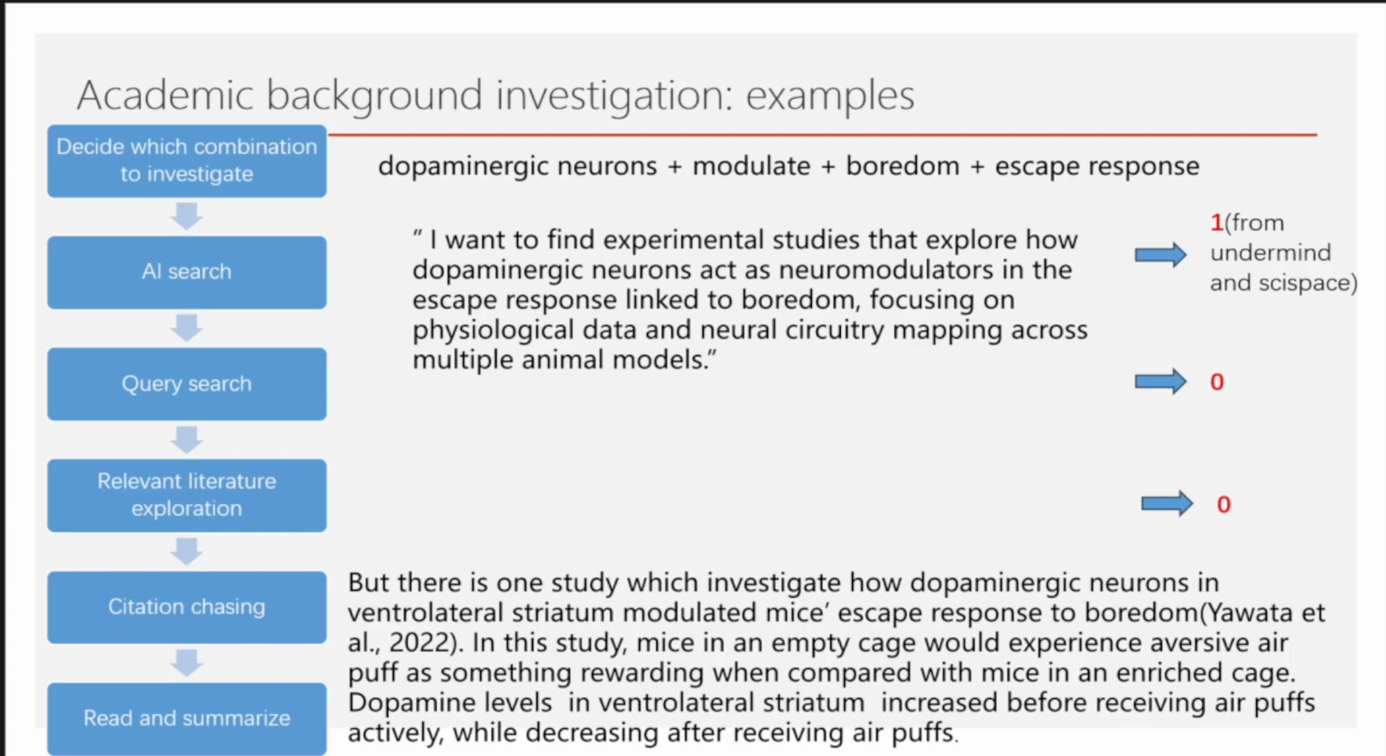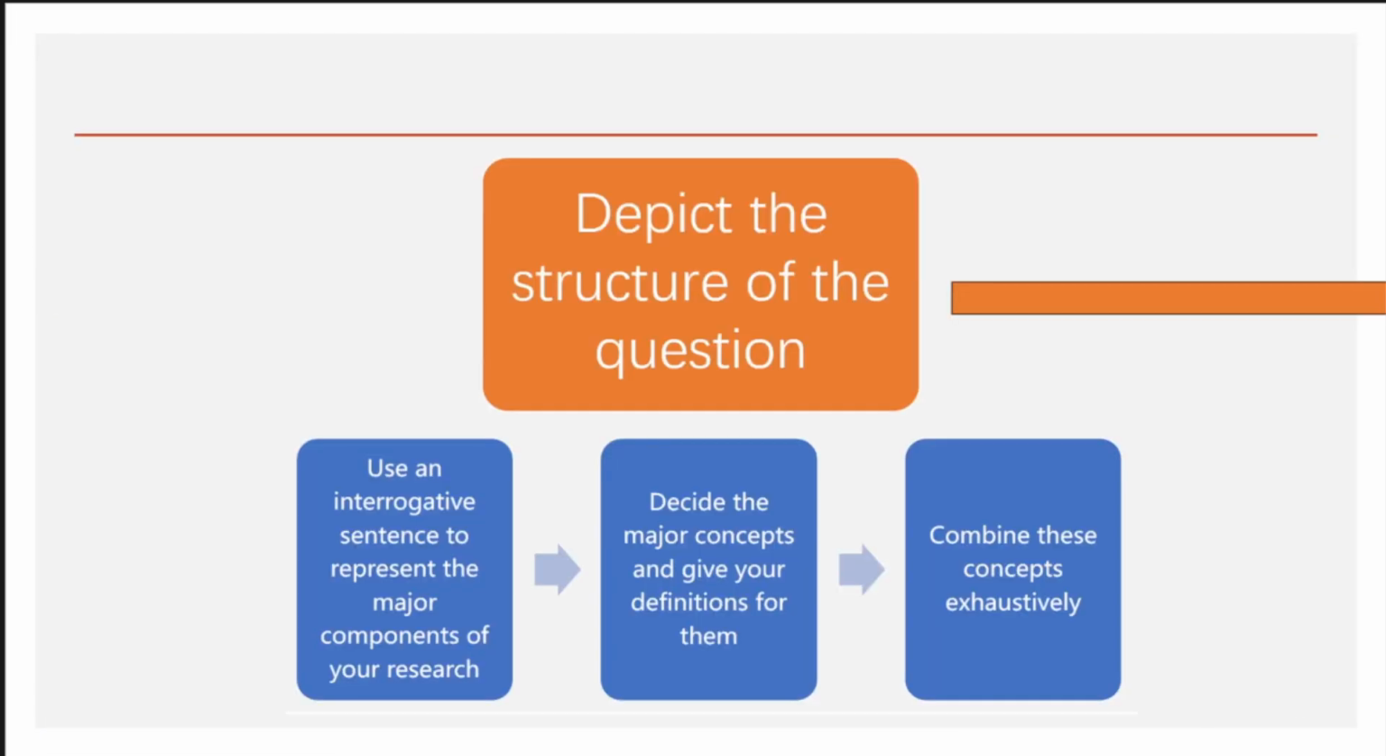The above is the introduction to the key steps of academic background investigation. In the end, I would briefly summarize what we've covered so far. The background investigation for scientific questions started with the depiction of background structure. The essence of this step is to provide a visual framework which benefits the task division for the next two steps.